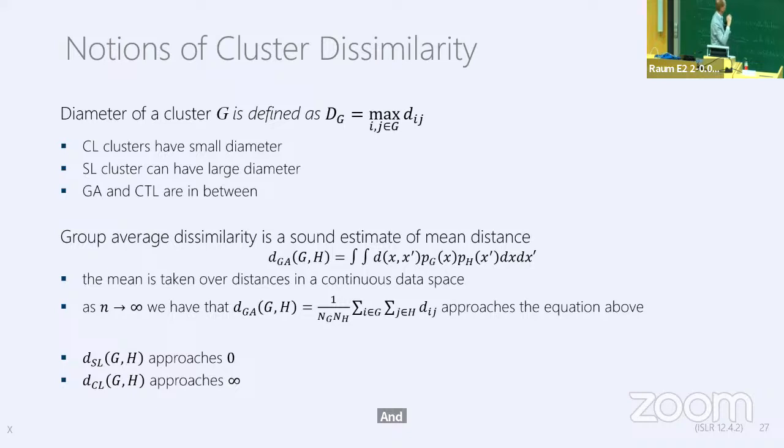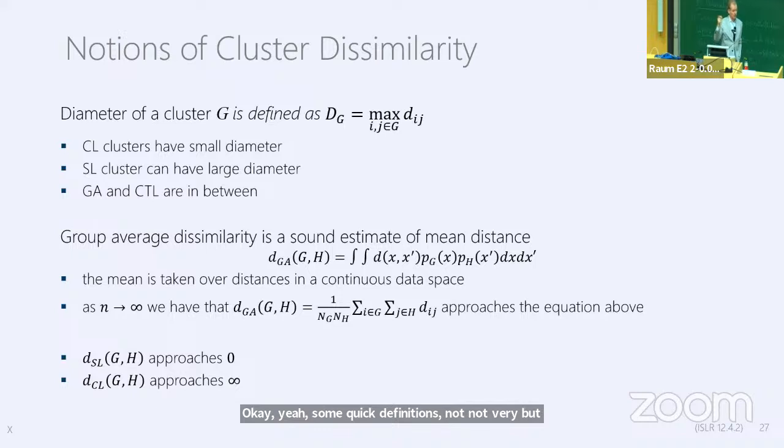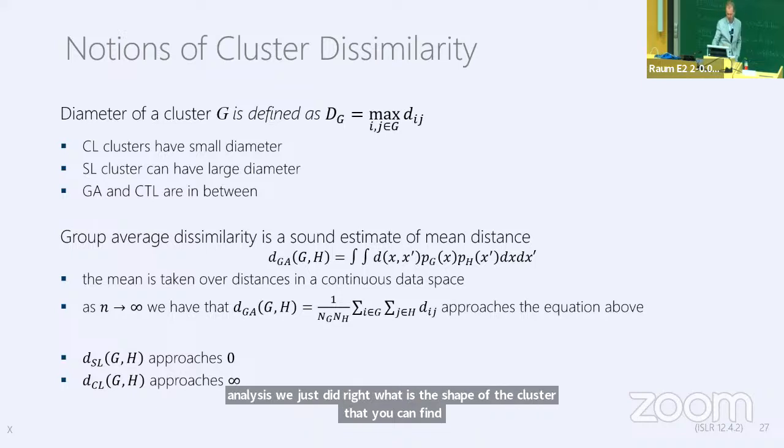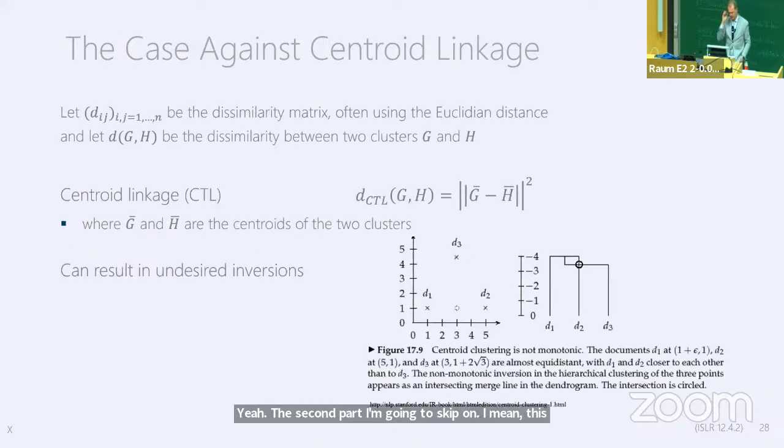Okay, some quick definitions, not very interesting, but perhaps useful. You can compute the distances within a cluster. We call this the diameter. If you have a very compact cluster, the maximum distance between points in a cluster is very small, so it has a small diameter. That makes it very compact. These are the clusters that are very flat at the bottom of the dendrogram. There are small, large, and in between diameters. This is exactly the analysis we just did: what is the shape of the cluster that you can find? The second part I'm going to skip over, it's not so important right now.